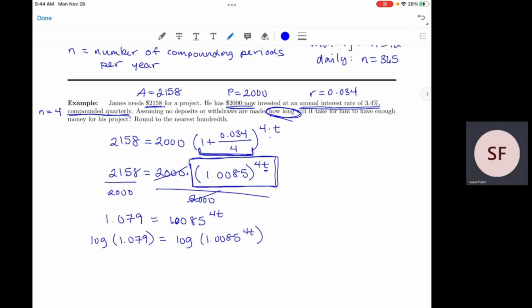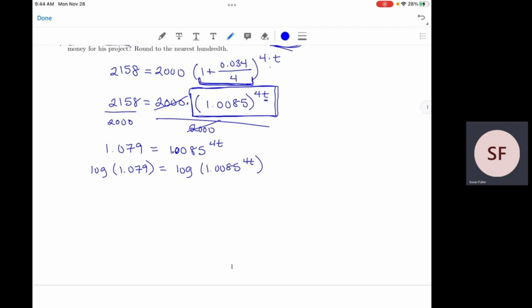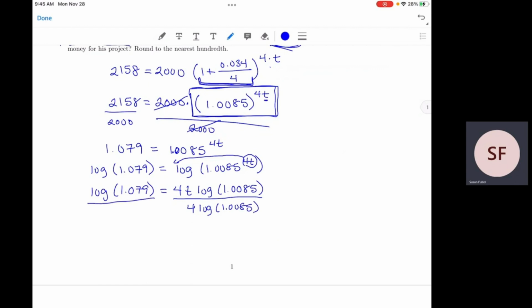Now that I've introduced a logarithm here, what that lets us do is take this power inside a logarithm and put it out front. So I'm going to have log of 1.079 equals 4t times the log of 1.0085. And now to get t by itself, I'm just going to divide both sides by 4 times the log of 1.0085. Because 4 times the log of 1.0085 is just a number. That's something we can put in our calculator. It's just a number. We can divide by it.